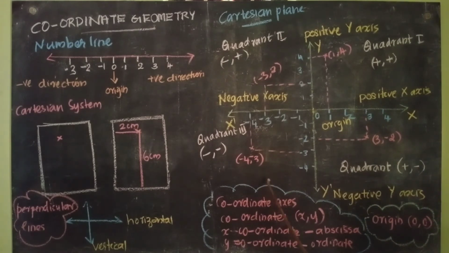Each axis is known as a coordinate axis. Each point is known by its coordinates. X-coordinate is also known as abscissa. Y-coordinate is also known as ordinate. Origin is the point of intersection of x-axis and y-axis. Its coordinates are 0, 0. First is the x-coordinate, second is the y-coordinate. X-coordinate is the distance from y-axis. Y-coordinate is the distance from x-axis. The plane is divided into 4 quadrants. First quadrant plus plus, second quadrant minus plus, third quadrant minus minus, fourth quadrant plus minus.